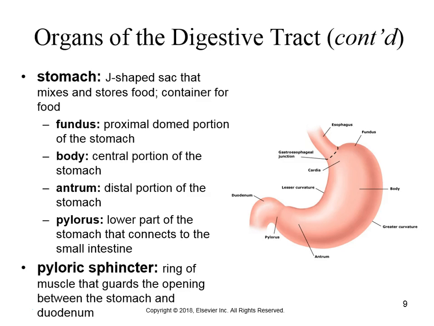But the fundus is the proximal part, whereas kind of that closest attachment there, the domed portion. The middle of it is called the body. The distal piece is the antrum. And then maybe one signature piece there is the pylorus. And it's the lower part that then eventually connects to the small intestine.